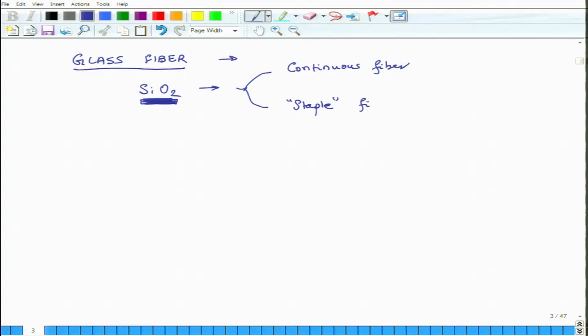Staple fibers, or discontinuous. This discontinuous term is not that much popular. Staple fibers, you may go to market and you say I want staple fibers. What does that mean? That the fibers you may get may not be very long, they may be somewhat shorter in length, and we use these staple fibers.